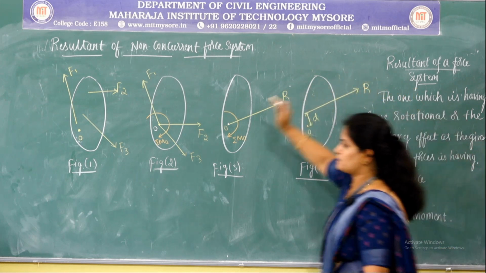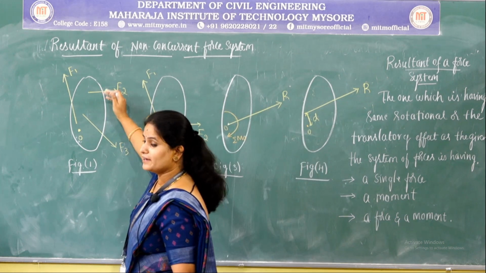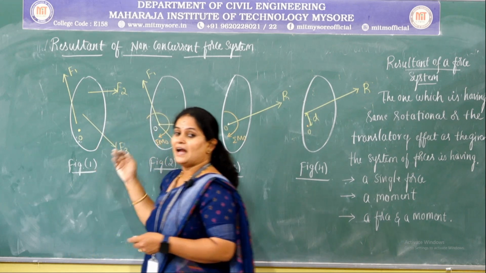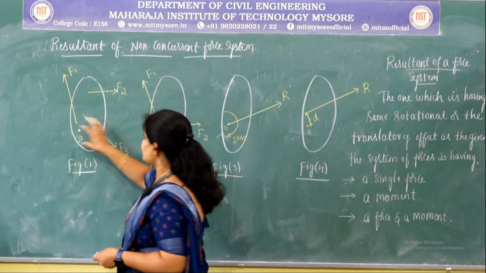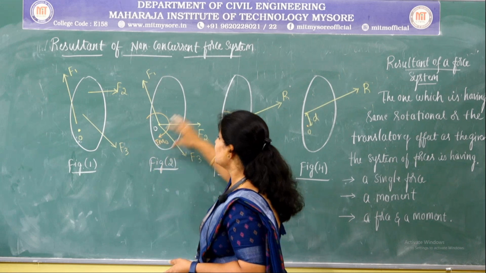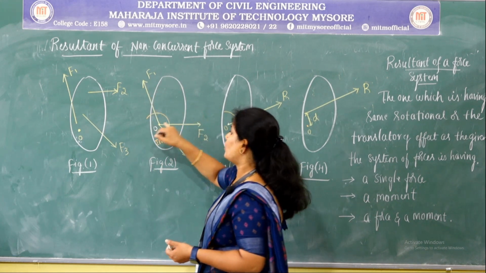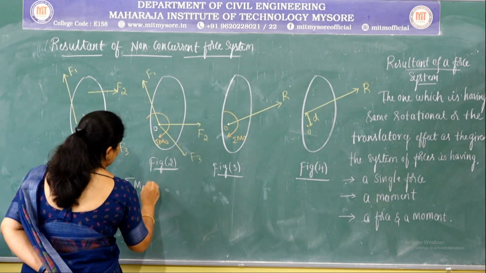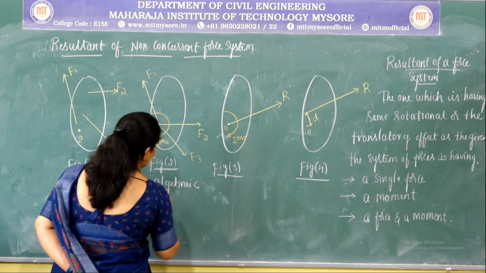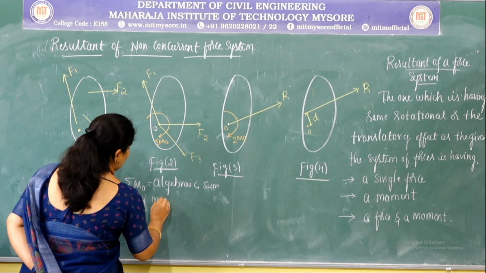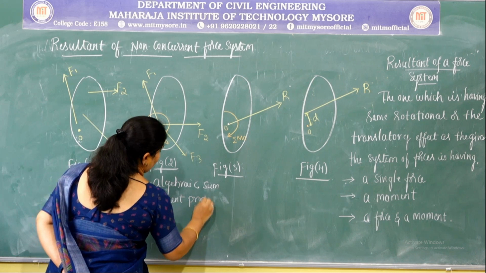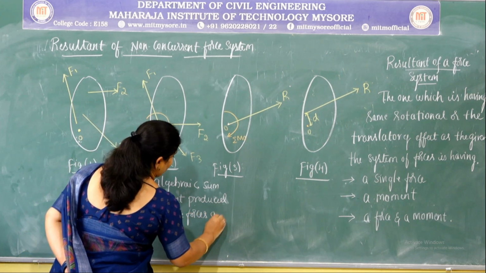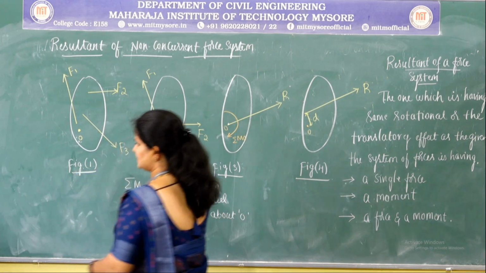So this concept can be explained using this system of forces. In figure 1 we have a system of 3 forces with magnitudes F1, F2 and F3, which are acting at different directions. These forces can be represented by the same magnitude and in the same direction about point O along with the moment sigma m naught. This sigma m naught is nothing but the algebraic sum of moments produced by all the forces about O.